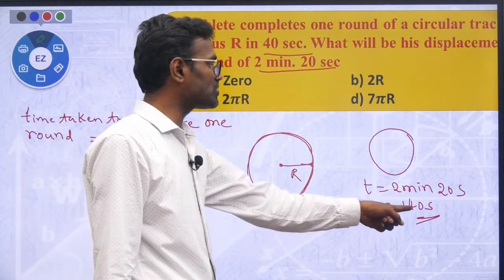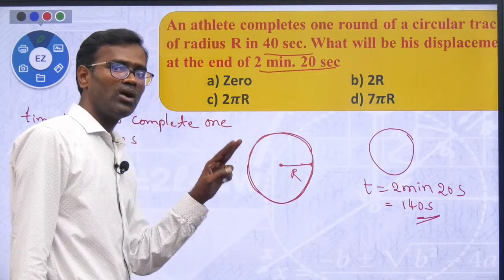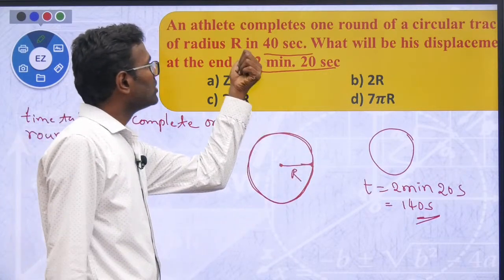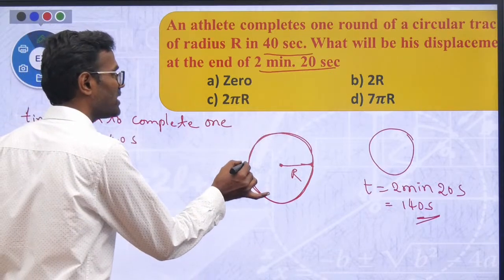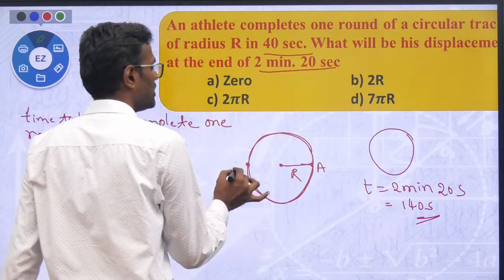So 120 plus 20. For 40 seconds it completes 1 round, and in 20 seconds half a round. So at the end of 2 minutes 20 seconds, where will he be? He will be exactly opposite to the initial point.